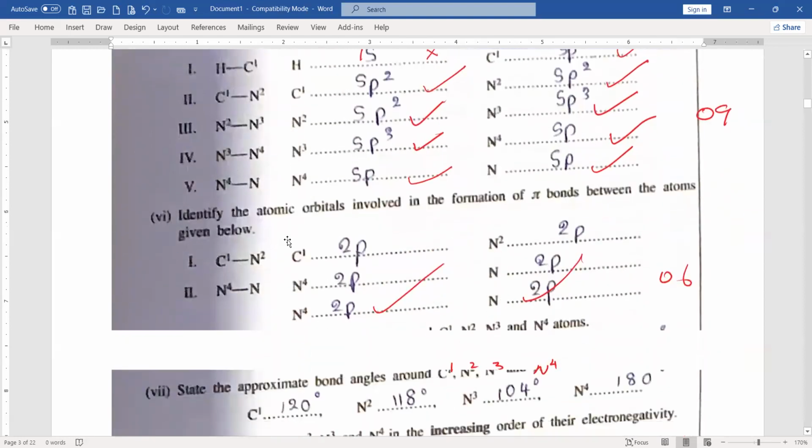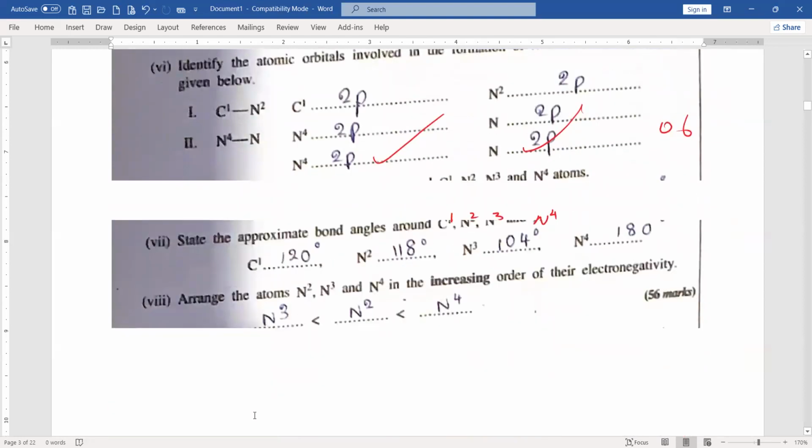So 120. In such a case, you better write that 120.